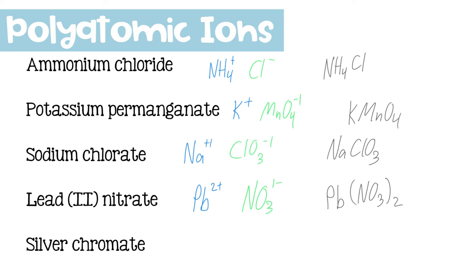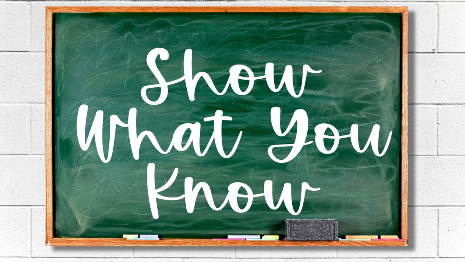Next, we have silver chromate. Silver is on the periodic table as Ag, and it has a +1 charge. Chromate is CrO4 with a -2 charge, and when we crisscross our charges, we get Ag2CrO4. Now, pause the video and try the show what you know questions.